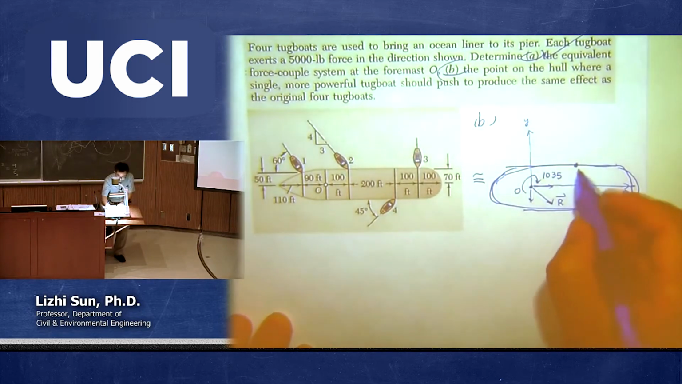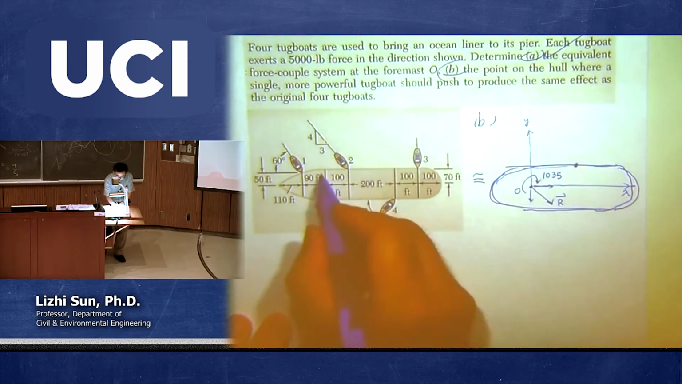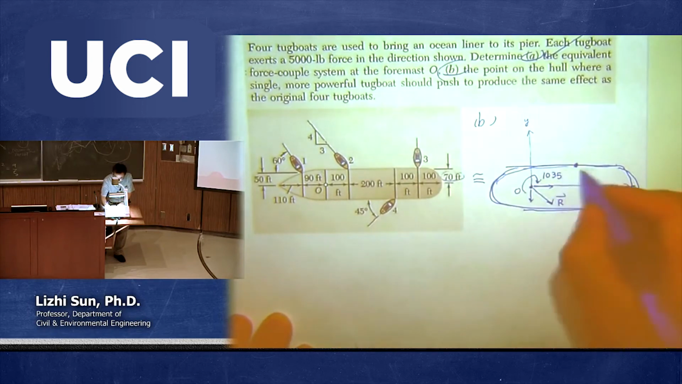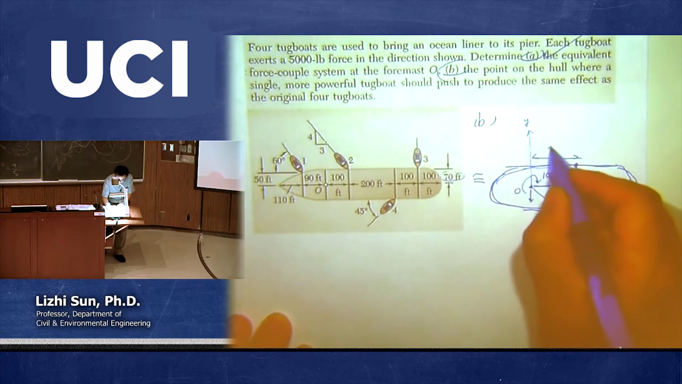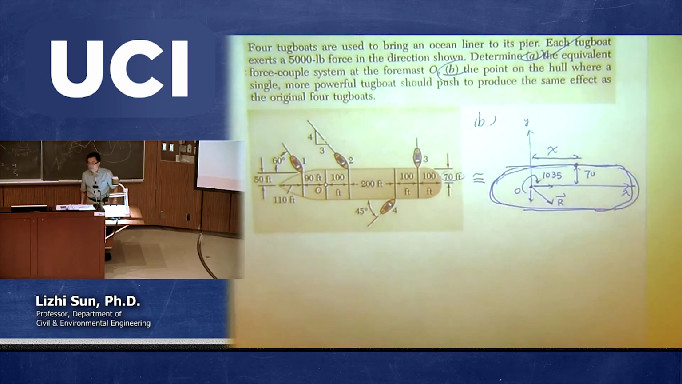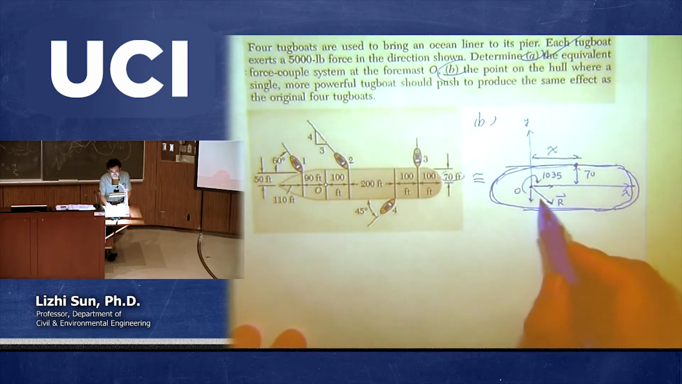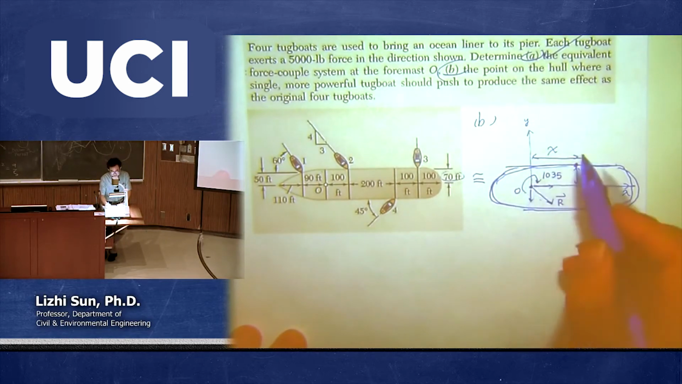At this point, no matter what, from here to here, it's all 70. So this is 70, which is fixed. But we just need to determine this one, and we give it a symbol called x. Our job is to determine this x. In other words, we want to move this force from point O to this point.